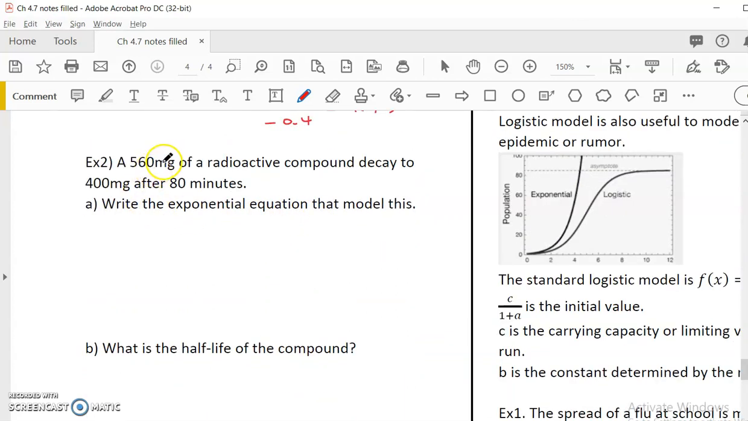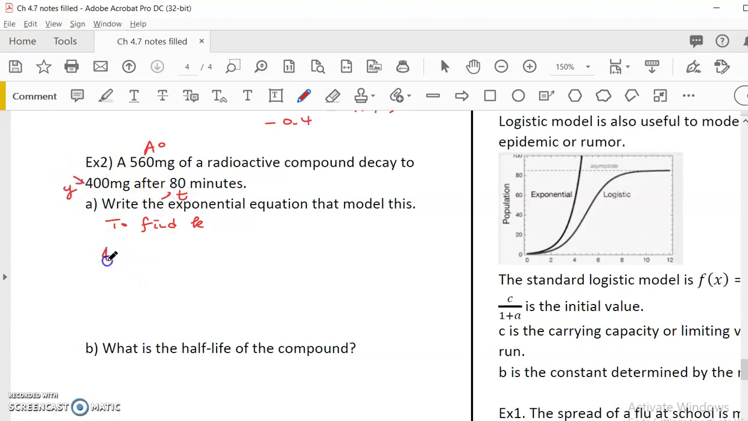Example 2, a 560 milligram of a radioactive compound decays to 400 milligram after 80 minutes. So this is the case where they tell you the initial amount. This is A0. And then a future amount, but you don't know the function. So to find k, you would say, okay, so I have 400 is Y, this is the Y value, and this is the time.